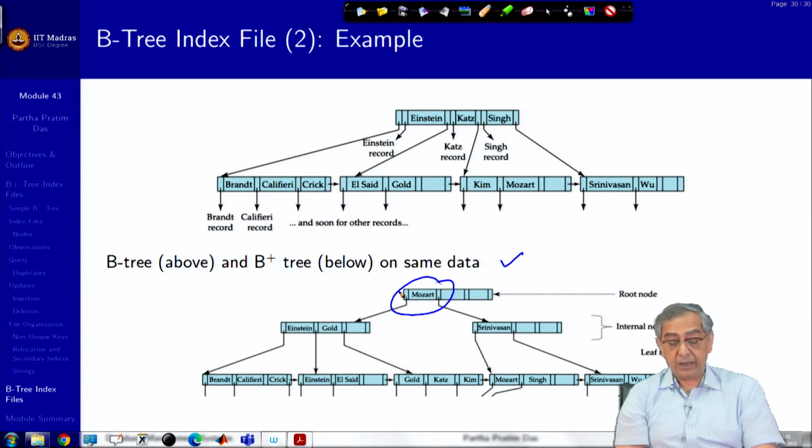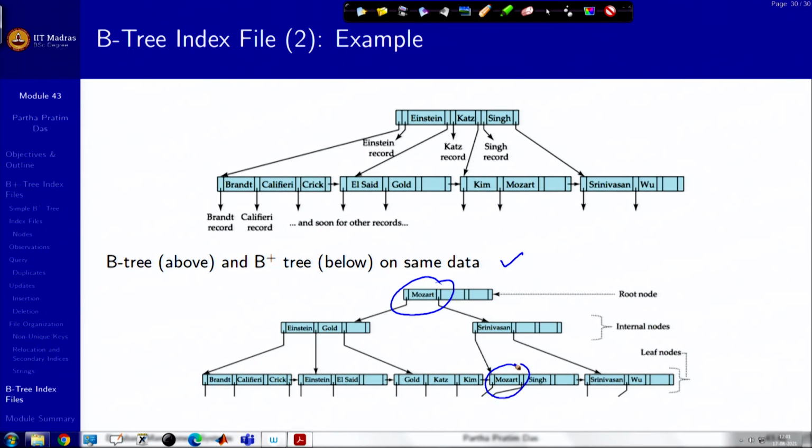So, you have Mozart happening here, then later on happening here. You have Einstein happening here, and then happening here, and so on. But in a B tree, you will have them only once. So, Einstein is here, and Einstein's record in the leaf node will not have another entry. So, you have a separate pointer right here for the Einstein record, for the Kurtz record, for the Singh record. Once a key occurs in a node, you keep the record pointer right there, so that it does not occur again, like it is happening here. So, that is a compaction.